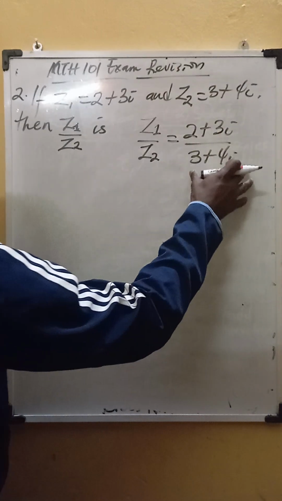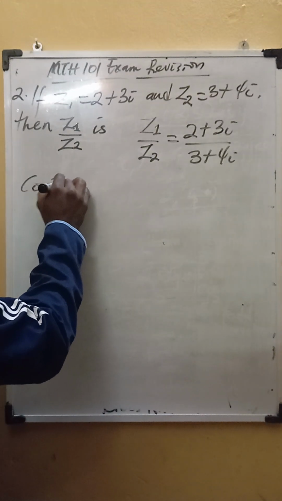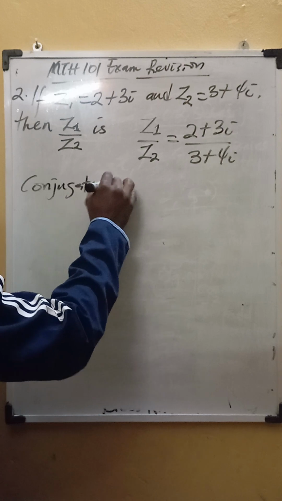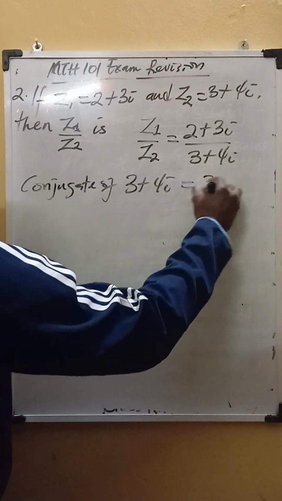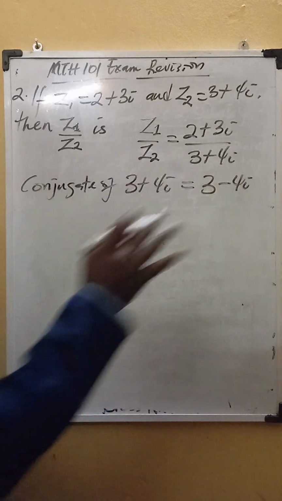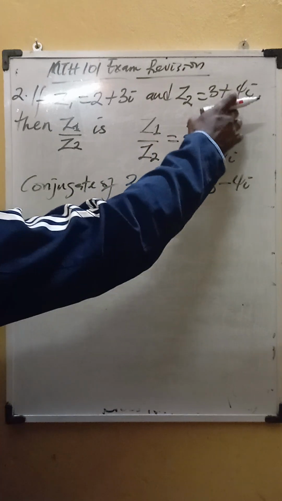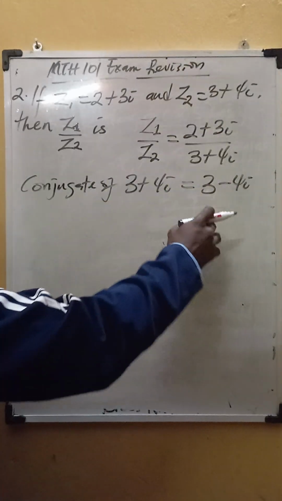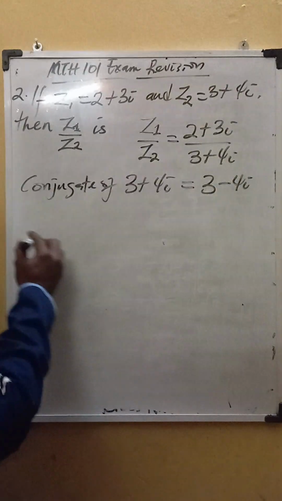The conjugate of 3 plus 4i is equal to what? 3 minus 4i. That's the conjugate. So we are going to multiply and then divide the denominator and the numerator by the conjugate of the denominator. So this is exactly what we are going to do.